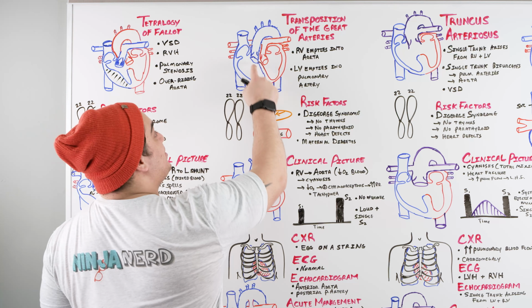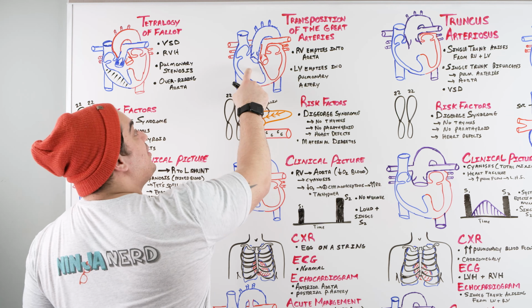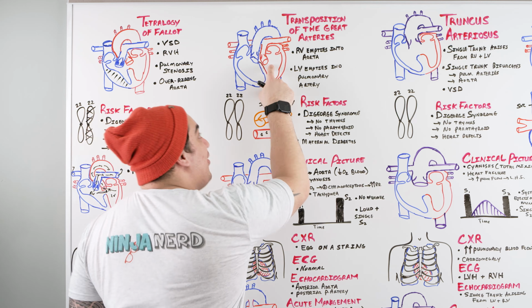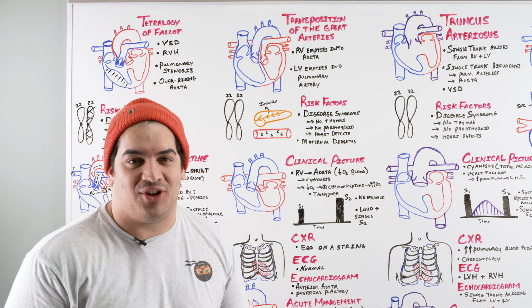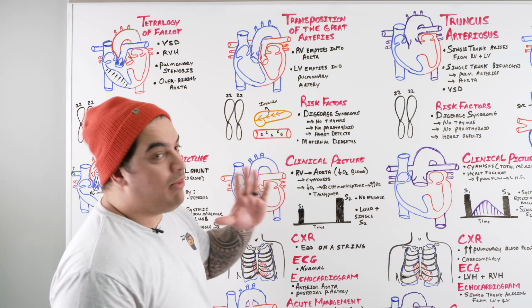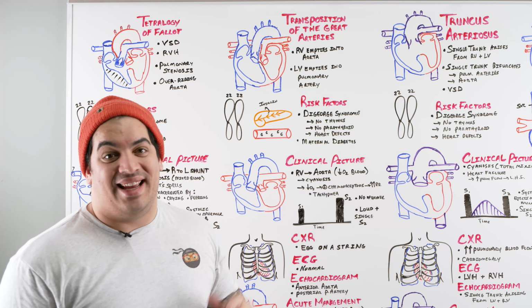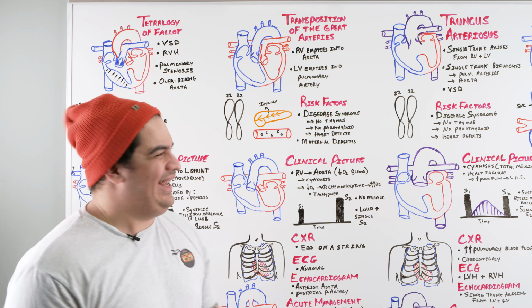And this actually leads to the aorta opening up into the right ventricle and the pulmonary artery opening up into the left ventricle. So this is called transposition of the great arteries, where the left ventricle empties into the pulmonary artery, the right ventricle empties into the aorta. That is a problematic issue here.